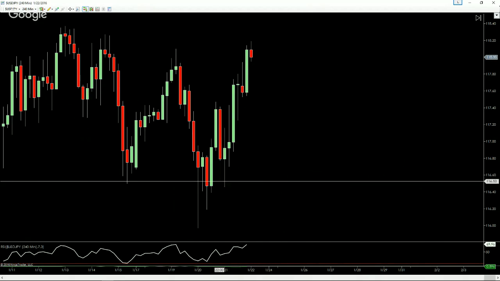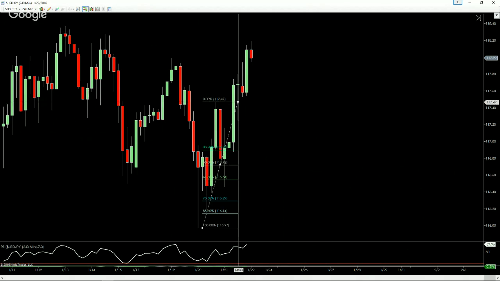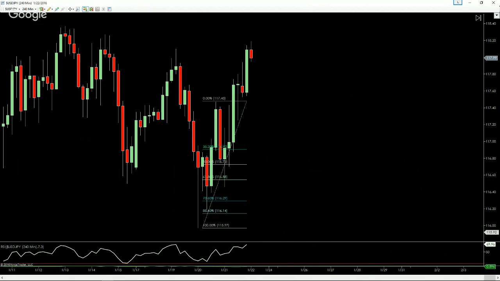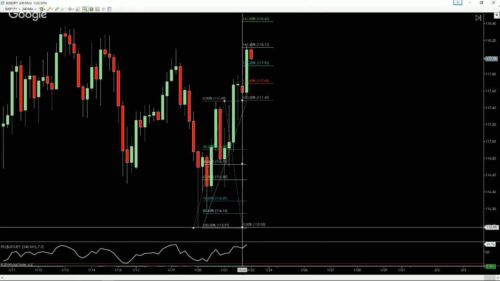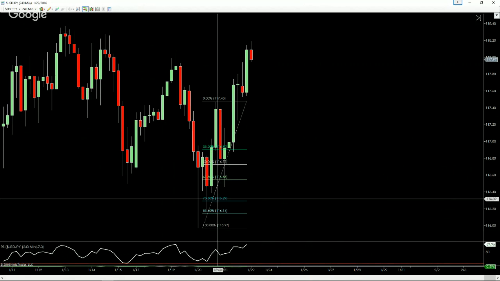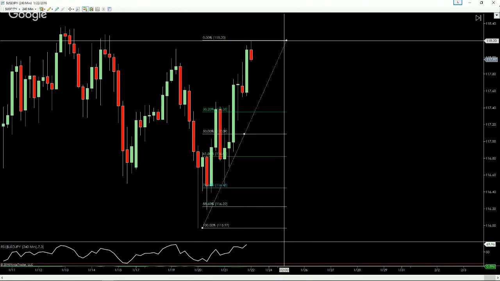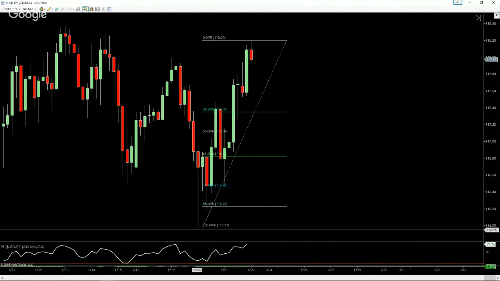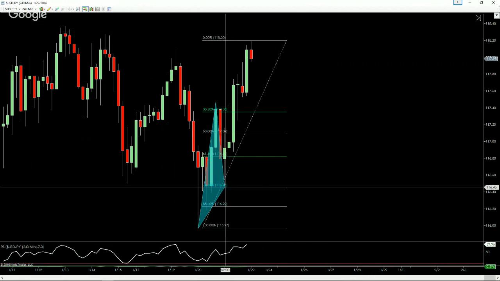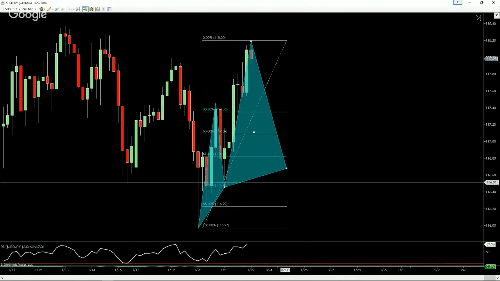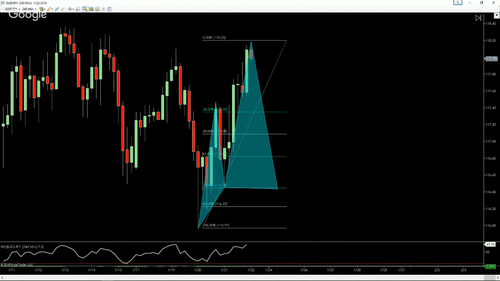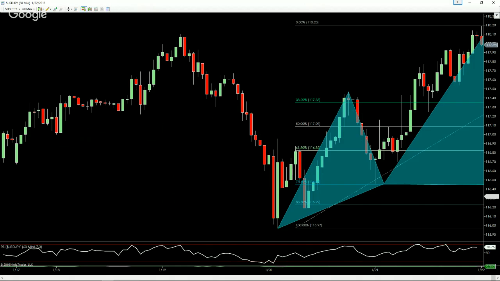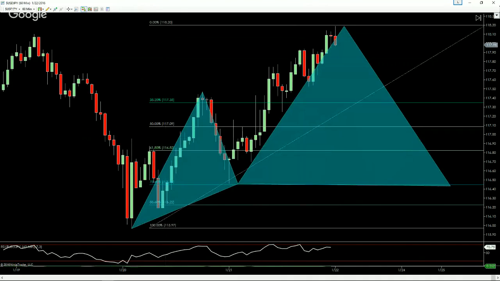There also is a possible cipher pattern. Let's check this out. Yep, possible cipher pattern. That could definitely complete about right here. Let's go to our 60-minute. Nothing more, just that cipher pattern.